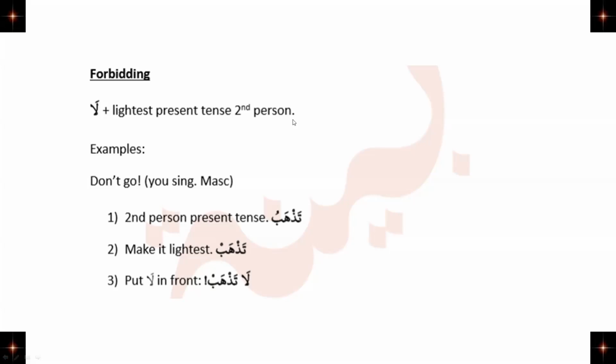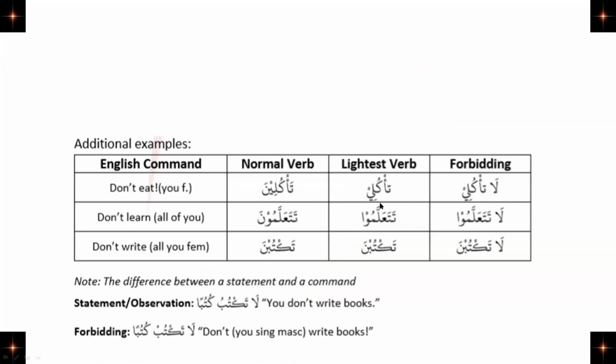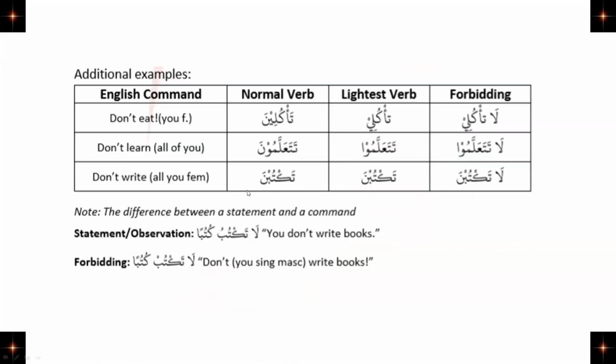So you can't have fi'l amr where the fa'il is huwa, or huma, or hum, or hiya, or huma, or hunna. The fa'il can also not be ana or nahnu. The fa'il will always be either anta, antuma, antum, anti, antuma, antunna in fi'l amr and fi'l nahi. Okay, very important. These are some additional examples.